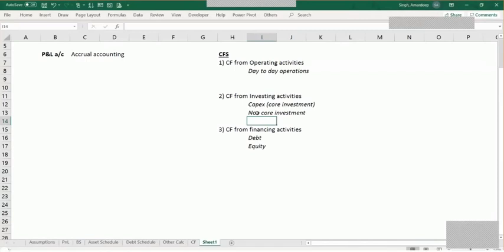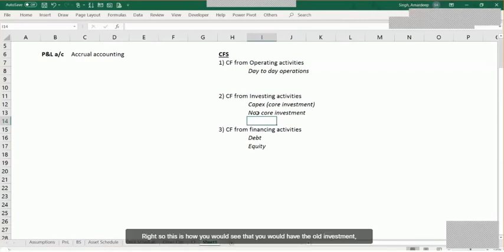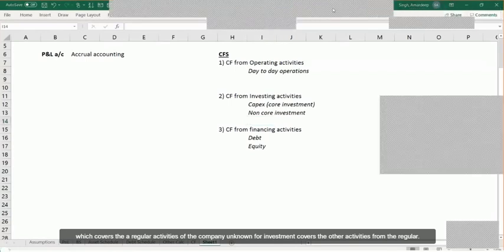So this is how you would see that you would have the core investment, which covers the regular activities of the company, and non-core investments, which covers the other activities apart from the regular one.